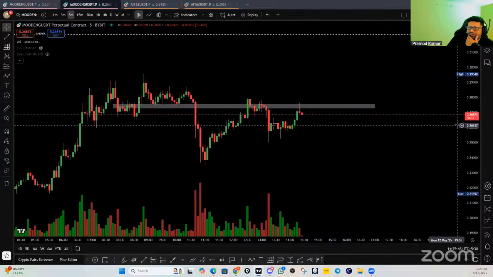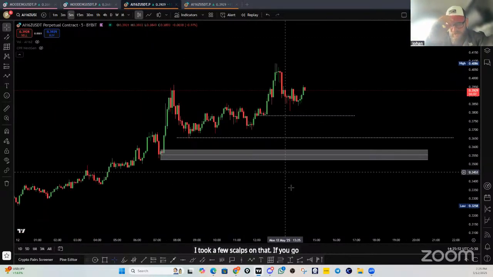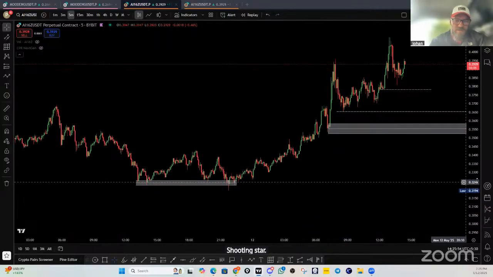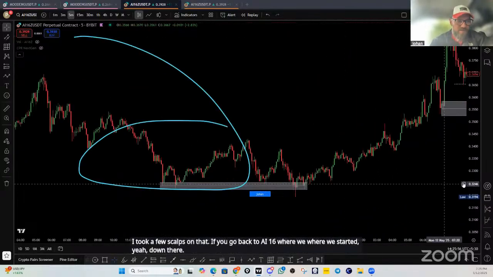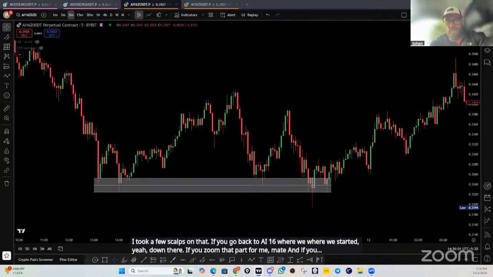Shooting star. I took a few scalps on that. If you go back to AI 16 where we started, yeah, down there. If you zoom that part for me, mate. And if you turn the volume on as well.